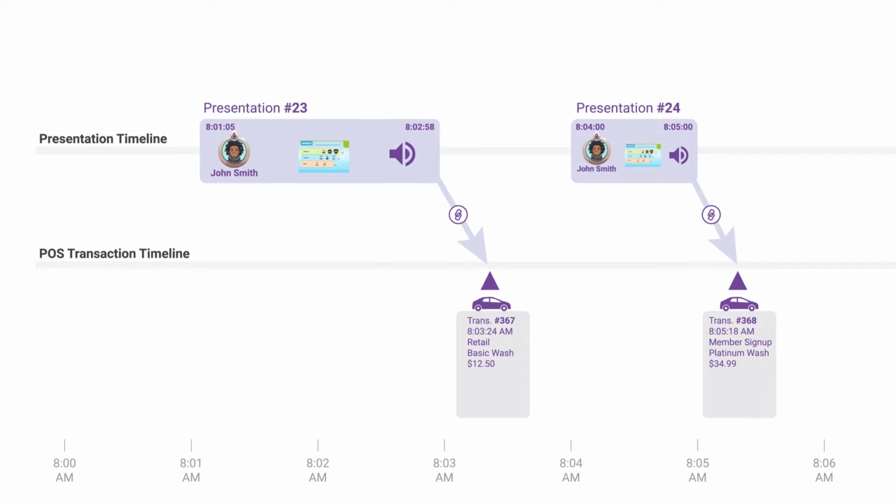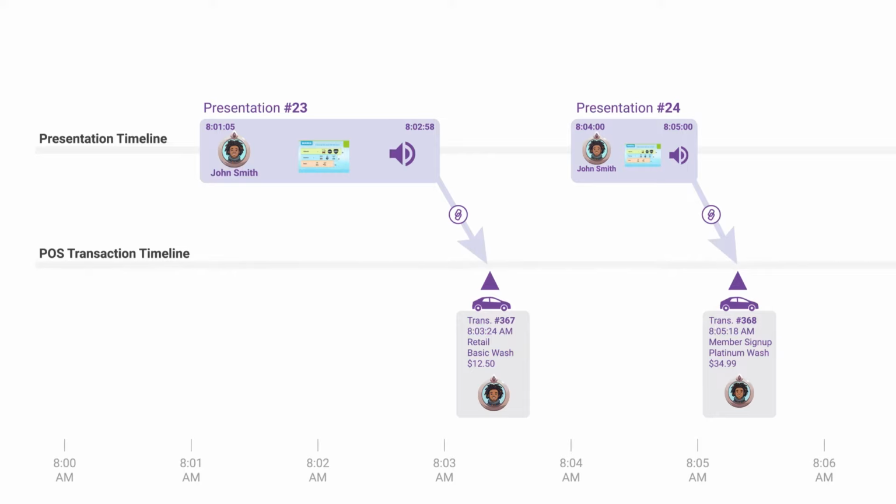So if a presentation ended, in this case, at 8:02 and 58 seconds, we look for the next transaction. In this case, it's 8:03 and 24 seconds, and we link the two together. You see the same thing here in this next presentation, and now we can attribute that salesperson, John Smith, to that particular POS transaction. And this is something you're going to see in your reporting: your salesperson name attributed to these POS transactions.